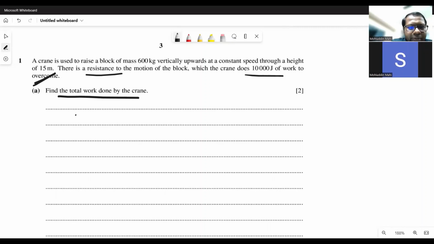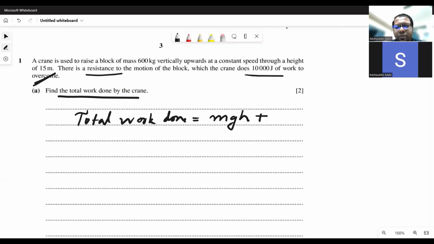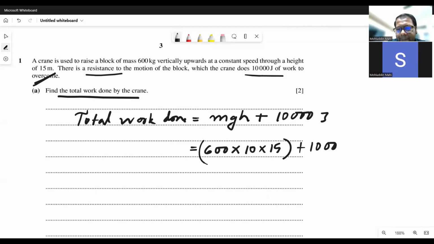So total work done will be the gain in gravitational potential energy because the crane is moving the object to a certain height. So gravitational potential energy is mgh, and at the same time, to overcome the resistive forces, the crane is doing an extra work of 10,000 joules. So mass is 600 kg, value of g is 10, h is 15. So total energy is 1 lakh joules. Okay, so that's very simple.